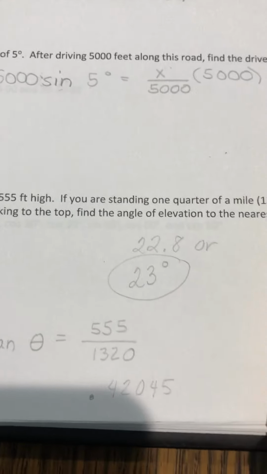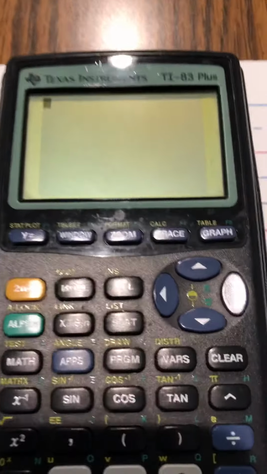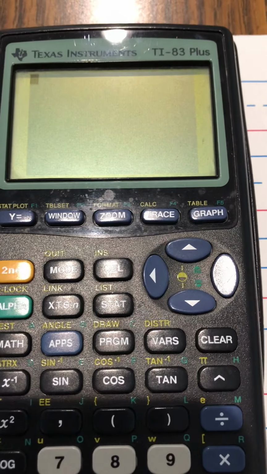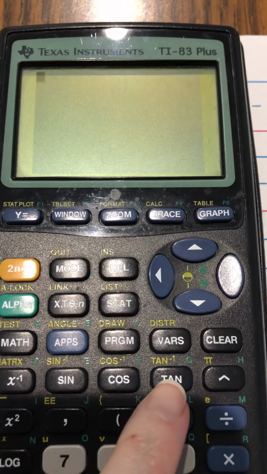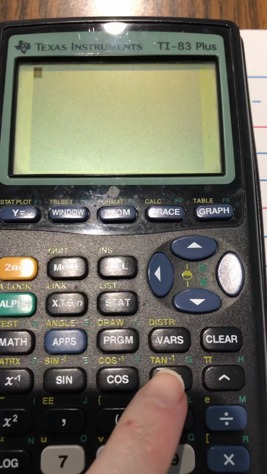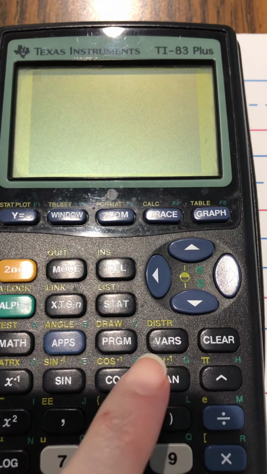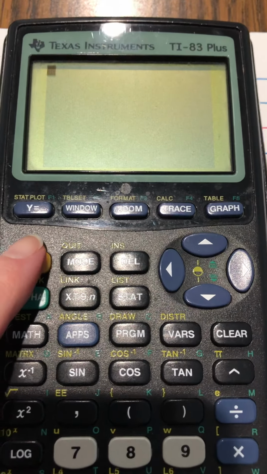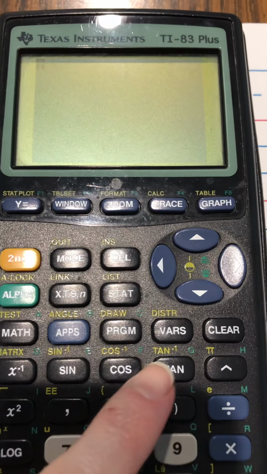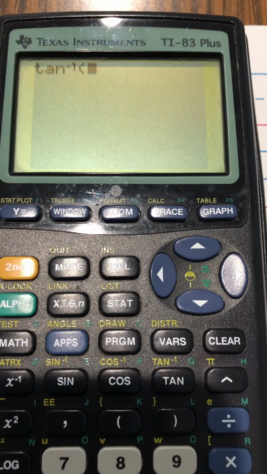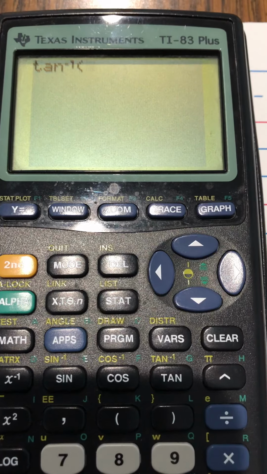So how I'm going to do this, because it's different than what we've done before, is I'm going to use something called the inverse tangent. So if you see the yellow button, the tan^-1, that's your inverse tangent. First of all, make sure you're in degrees. So you're going to do second tangent. You always use second tangent to find the angle.